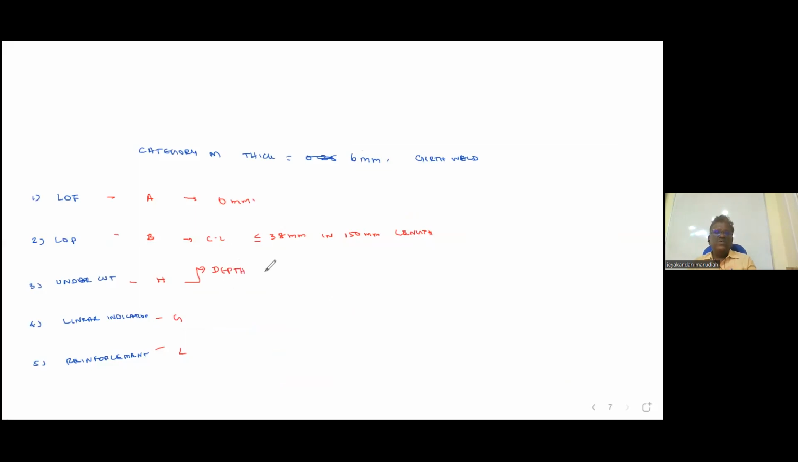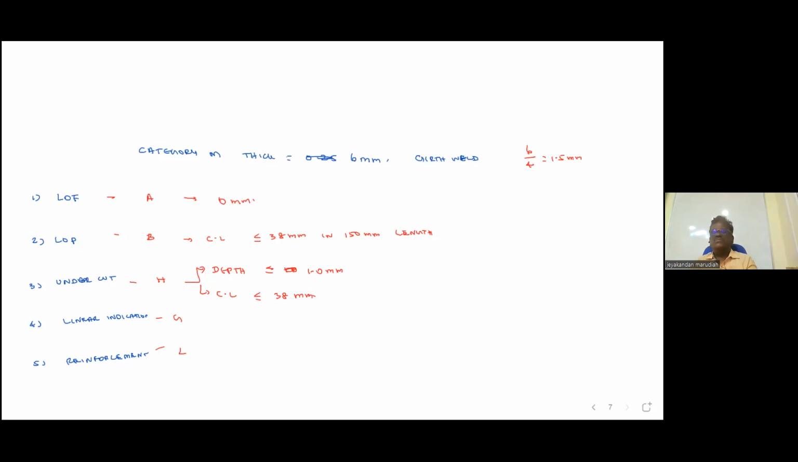So depth, what is the rule? Lesser of 1 mm or TW by 4. So 6 mm is the thickness, divided by 4, what will come? 1.5 mm. 1.5 and 1, which is the lower value? 1 mm. So it should be less than or equal to 1 mm. TW means thickness of the weld. That's why I asked you the thickness.